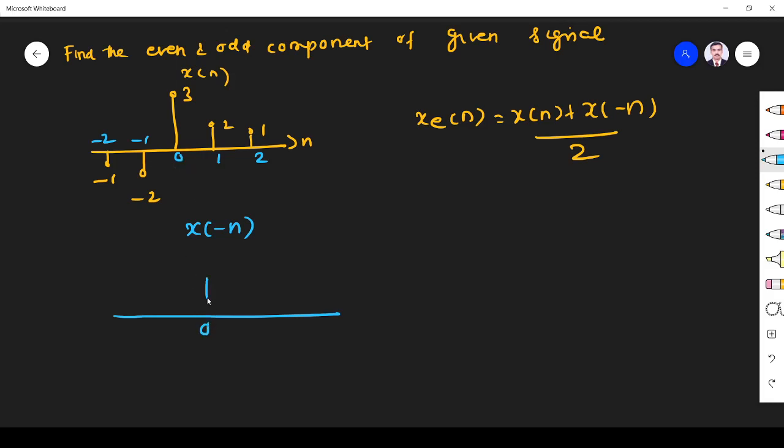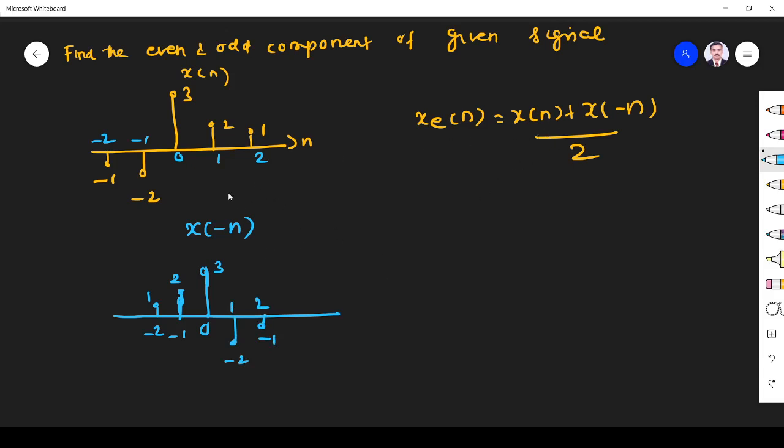So 0, this mirror image is 3 will be here only. This 2, 1 will come here. So minus 1, minus 2, 2, 1. Fine. So minus 2. Similarly, here this will come here. So this is minus 2. This is minus 1. This is 1, 2. Okay, now we got x of n and x of minus n.